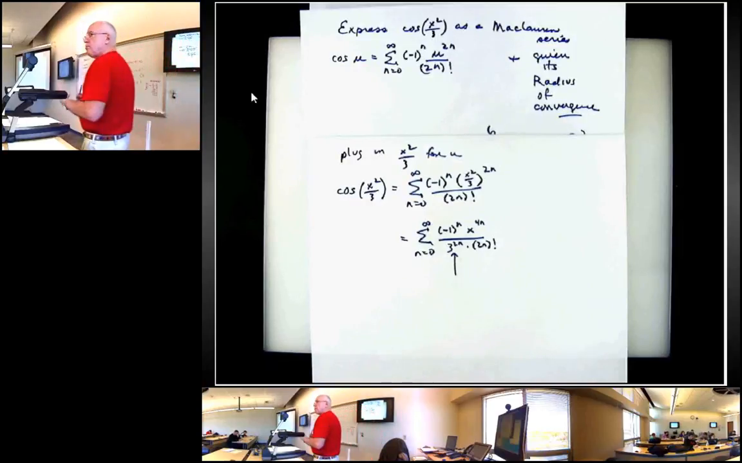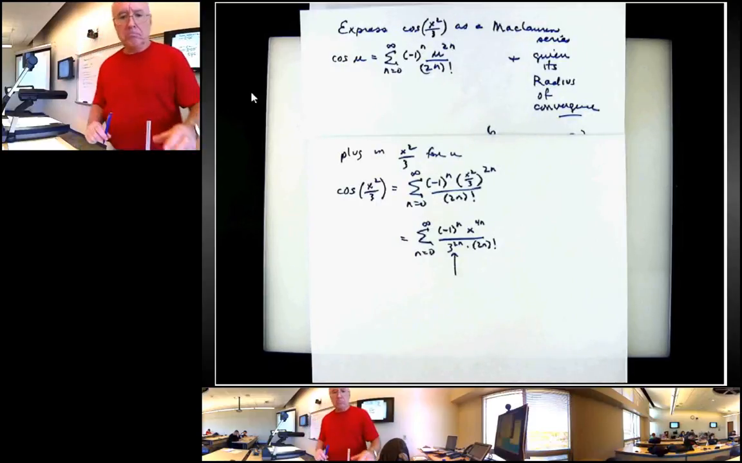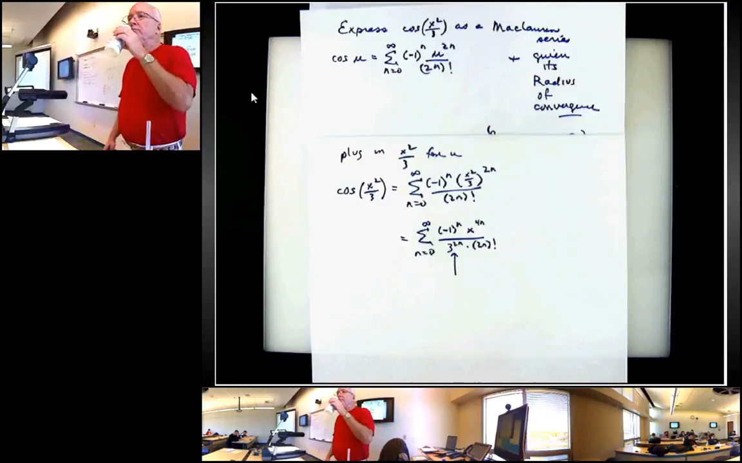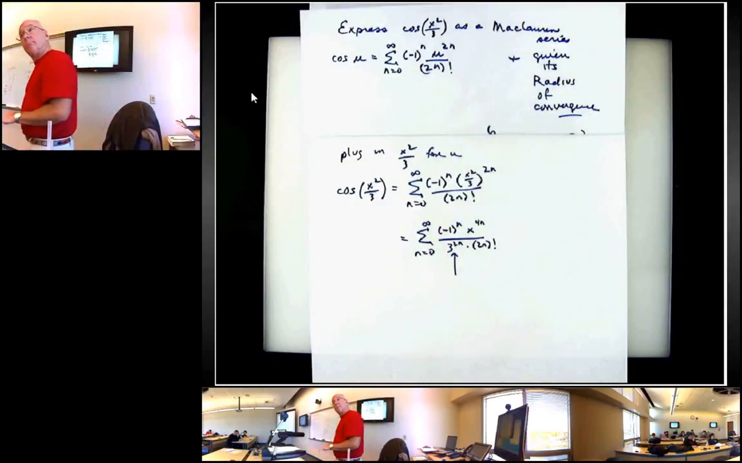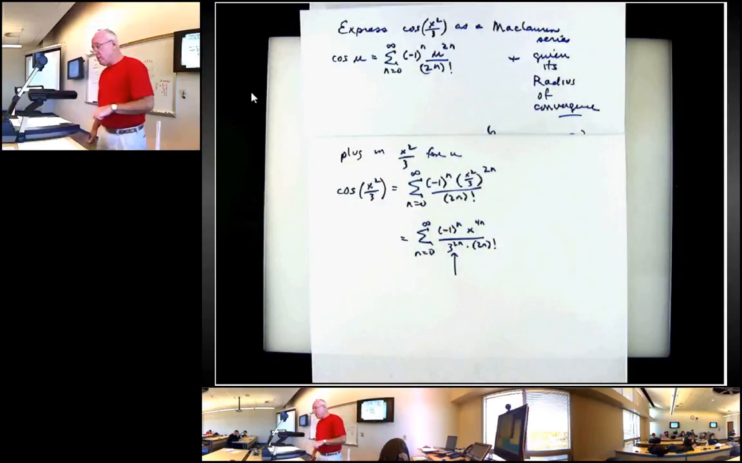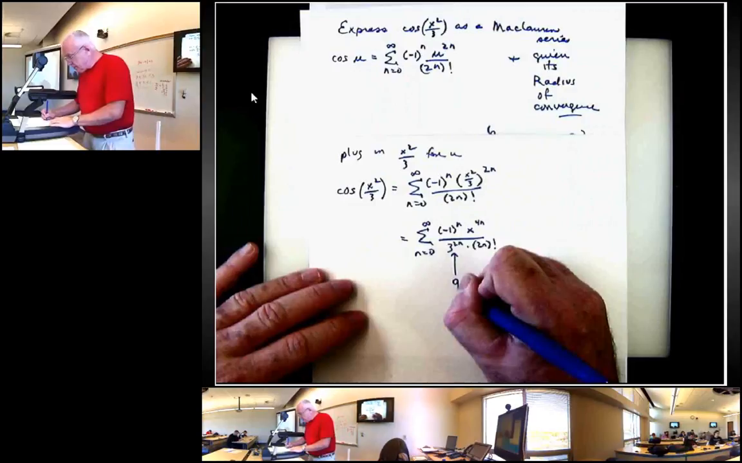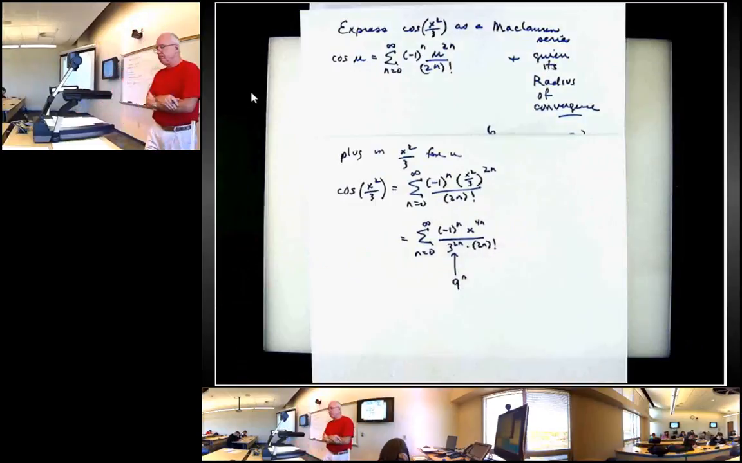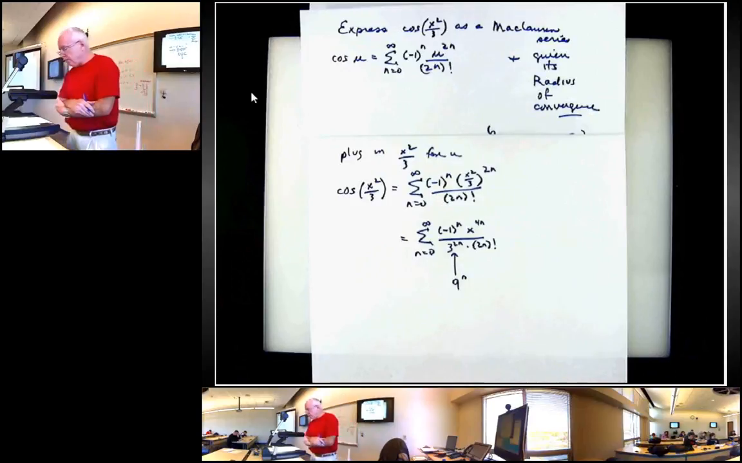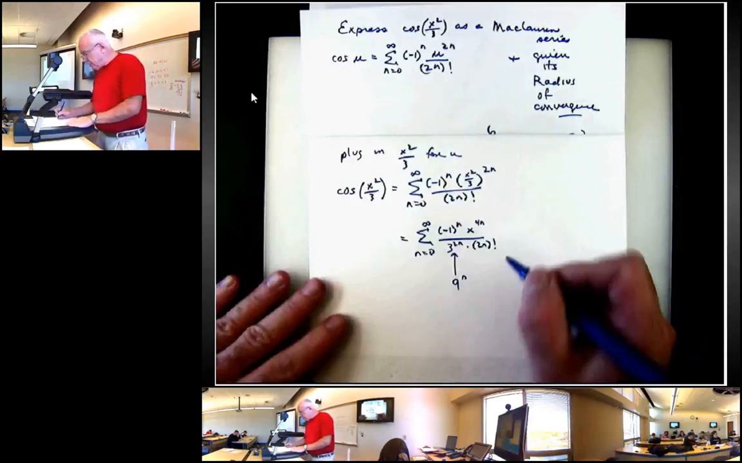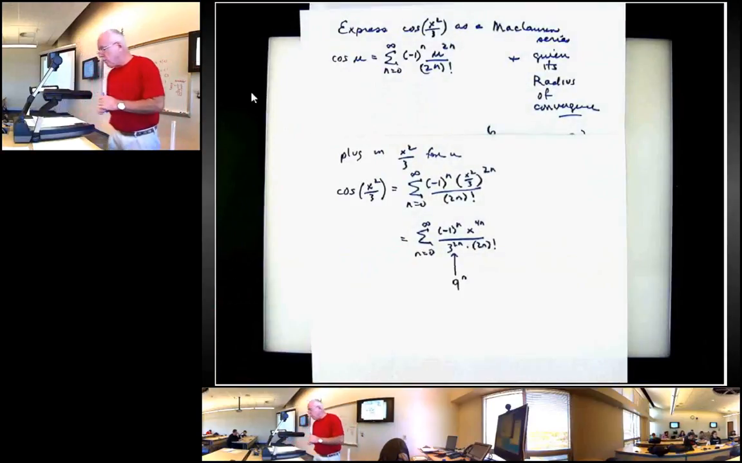How could I express 3 to the 2n using a different base? What's 3 squared equal? 9 to the n, right. That could also be written as 9 to the n power, right? Okay. 3 squared, then raised to the n power, 9 to the n power. Okay, so this is my representation of cosine of x squared over 3.